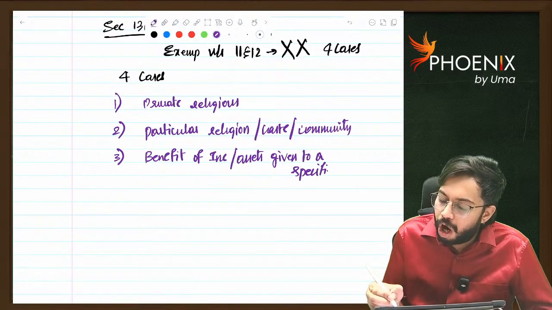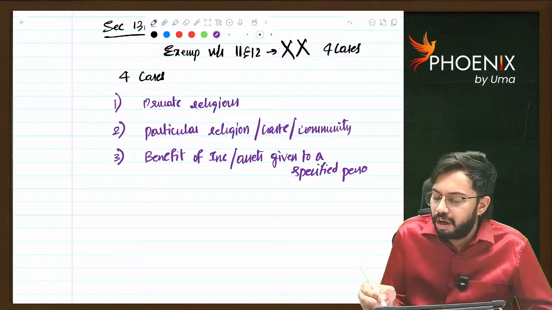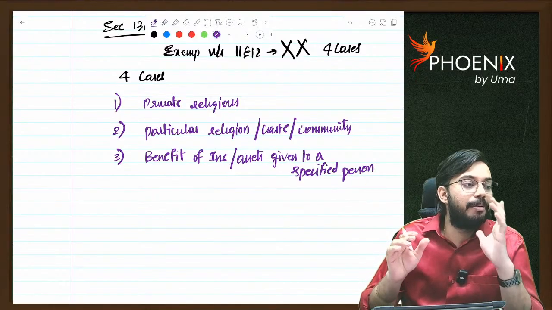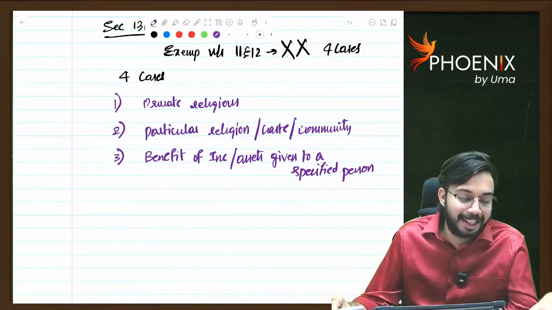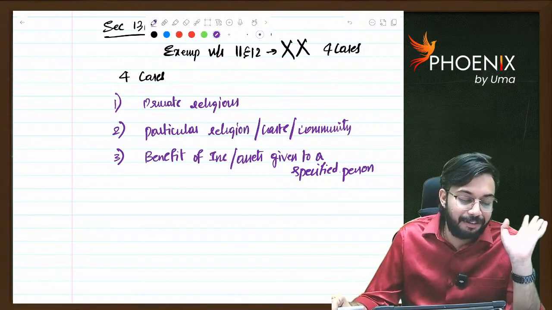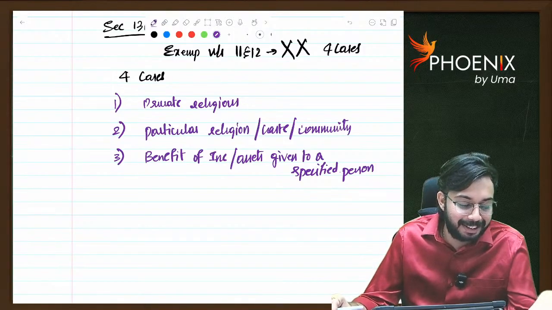Not the total amount. Whatever benefit is given to a specified person, that amount will be treated as income, and such income is taxable under section 115BBI at the rate of 30%.